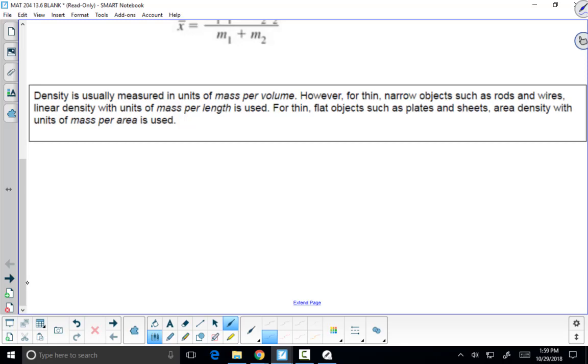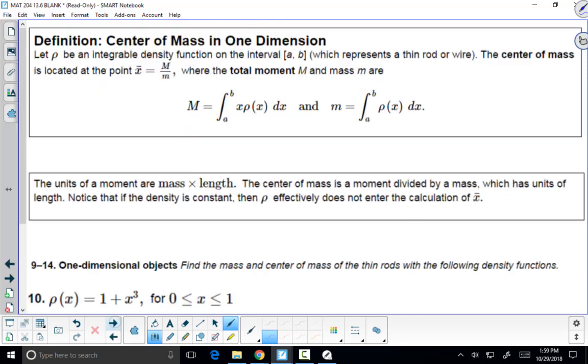Not in this class, where you were dealing with finding the mass of a wire. So we talked about linear density and area density. Typically when you think of density, you think mass per unit volume. But if you have a very thin plate, you can talk about mass per square area. Or if you have a thin wire, you can do mass per linear distance, mass per unit of distance. Yeah, that was a while ago.